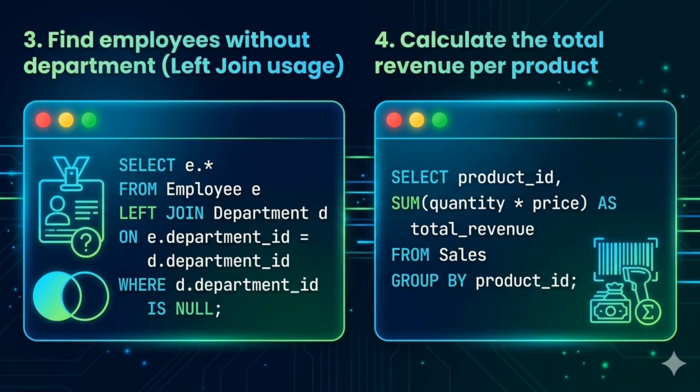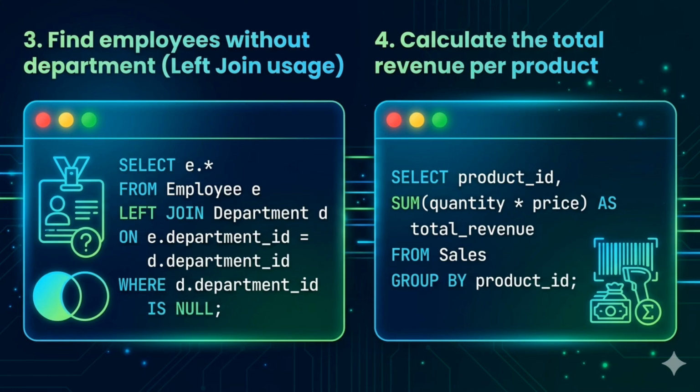Let's continue with two more essential SQL interview questions that every aspiring data professional should master. Question 3. How do you find employees without a department using left join? This is a practical example of using left join to identify unmatched records. SQL: SELECT E.* FROM employee E LEFT JOIN department D ON E.department_ID = D.department_ID WHERE D.department_ID IS NULL.